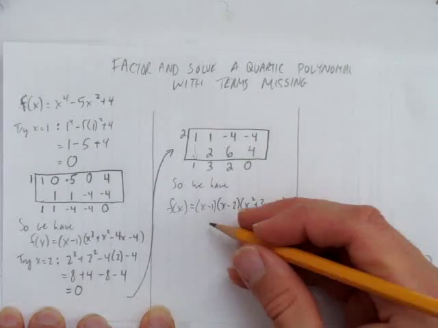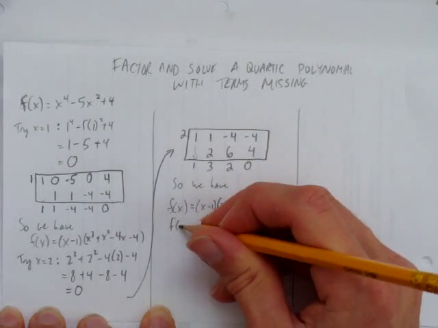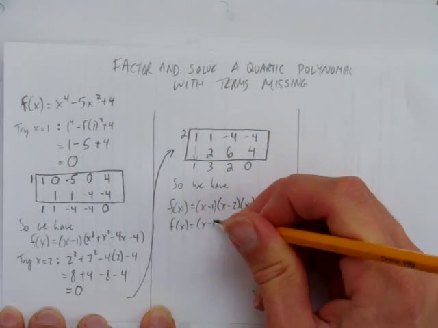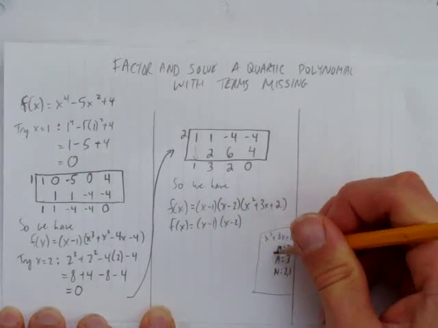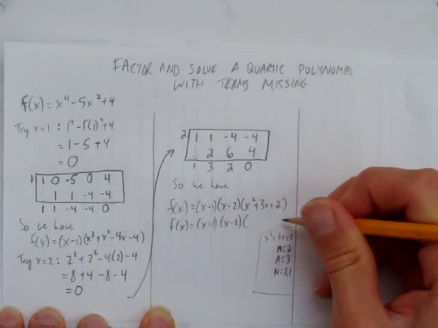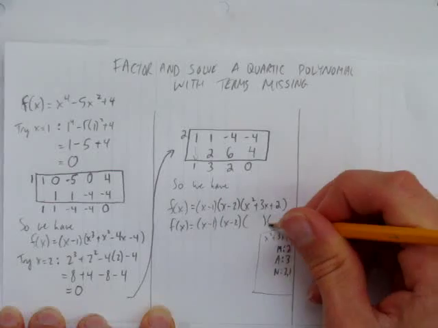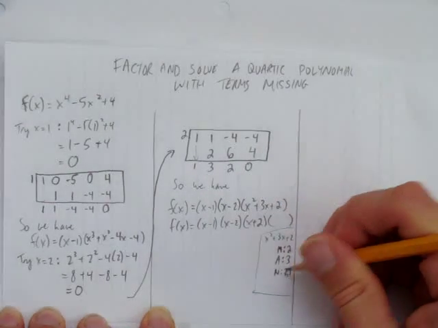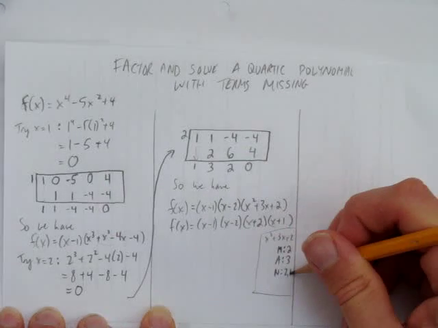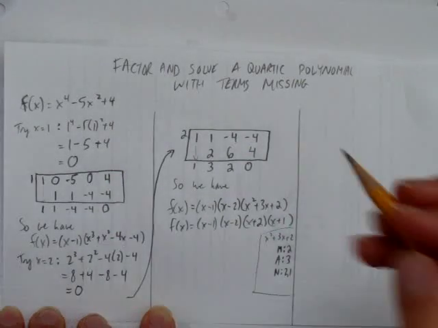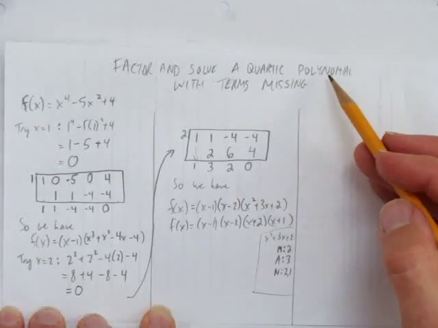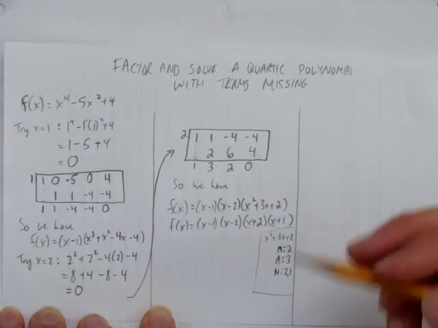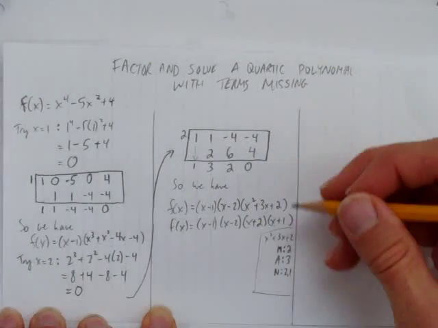So we can go back to our original equation and say f of x equals x minus 1, x minus 2, and I've shown my work here, so I can break this quadratic down into what the Bergman technique told me is x plus 2, that's from this number, and x plus 1, that's from this number. So that's factoring. We factored this quartic polynomial, and the terms were missing, no problem, we handled it fine. But we haven't solved yet.